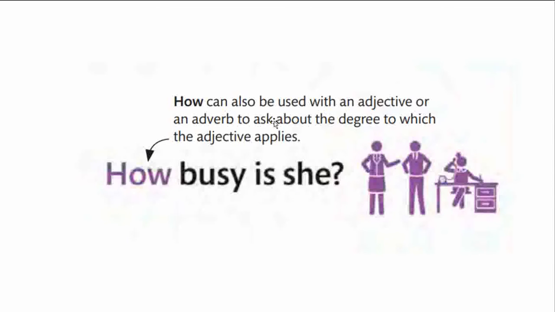How can also be used with an adjective or an adverb to ask about the degree to which the adjective applies. How busy is she? Busier than ever. How quick is the tiger? The quickest of all. So the degree of comparison when you want to ask that, how busy is she? How is used.